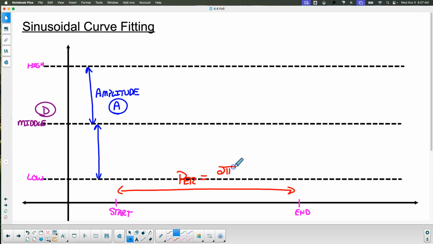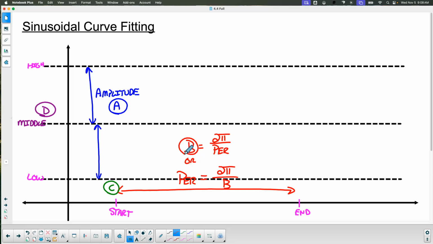And that's equal to 2 pi over b. So you can find b from that. And then this start value down here is your C. So that's where we find our A's and B's and C's and our D's.